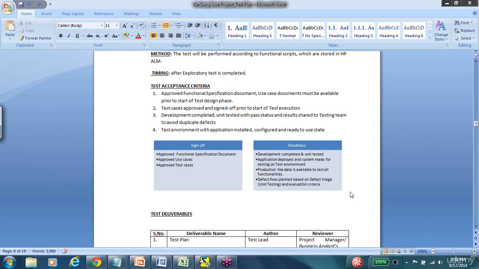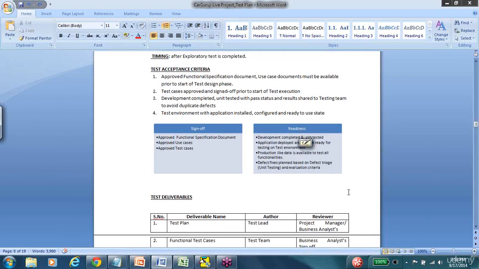Now defect triage is nothing but a defect meeting where everybody sits down, takes a look at all the defects that are encountered so far and decides when to test, when to fix them, in what order to fix them, whether to fix them or not. We'll talk a little bit more on that when we move to the defects part of it. But these are the things that have to be ready, and these are the sign-offs that have to be done for us to accept the test criteria.